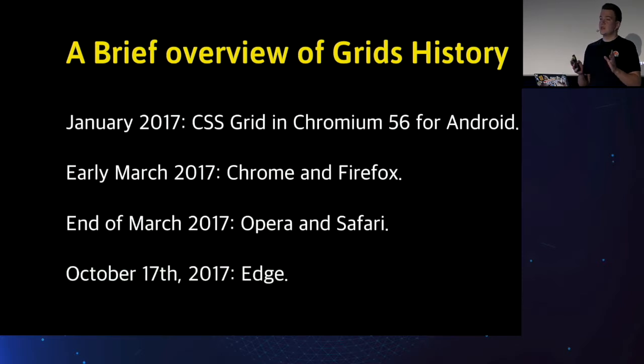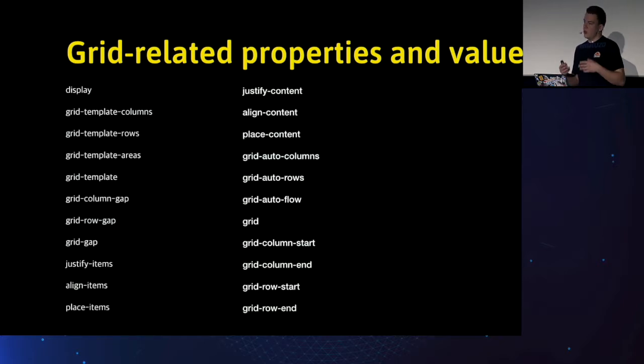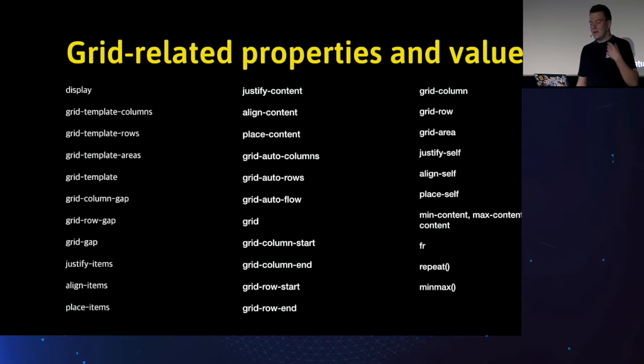So all major browsers shipped Grid within a year, which is amazing because the specification is really, really extensive. There are a lot of new properties, there are new values to existing properties, and there are even new related specifications and updated specifications like the box alignment module and the CSS intrinsic and extrinsic sizing module. What a name.